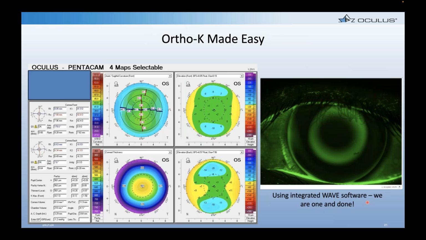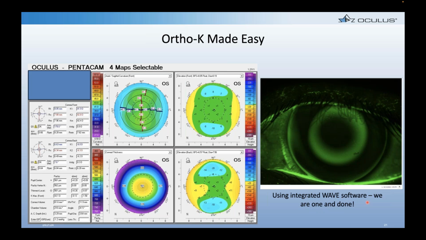Again, I can't say in the last couple of years as we've moved towards just a different strategy for our ortho-K fitting, where we get Pentacam on all of our patients along with a keratograph. And then we use integrated software such as the Wave software, which is built right in. You can get it built right into your instrument. So it's just a matter of connecting to that external software. It immediately uploads your map and it immediately does your lens design for you.